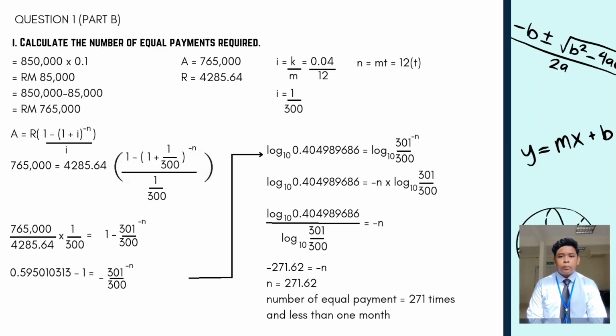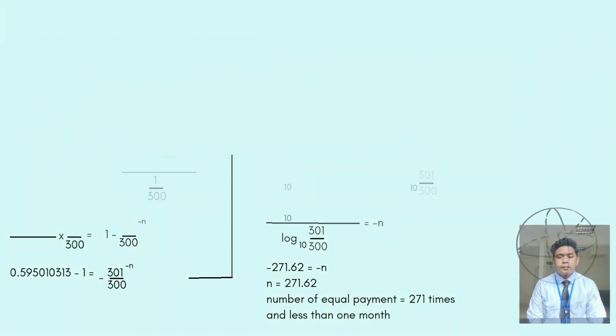Then log 0.404989686 equals negative n multiplied by log 301 over 300. Lastly, log 0.404989686 over log 301 over 300 equals negative n. Now we can solve the equation. So the answer is 271.62. The number of equal payments required is 271 times and less than 1 month.